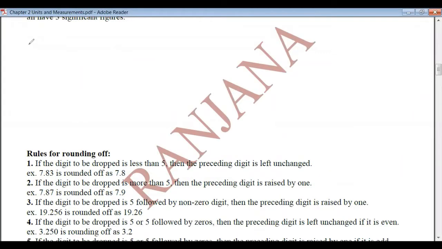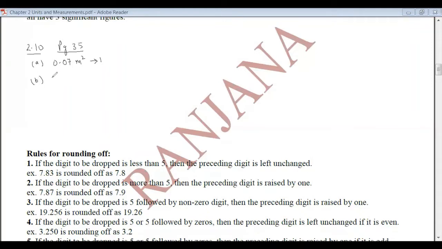Now let's discuss a question which is given in the NCERT book. Question number 2.10 on page number 35. Here you have to determine the number of significant figures. The first one is 0.007 meters square. As it's starting with the decimal, all these initial zeros will be insignificant. So the number of significant figures in it is only 1.